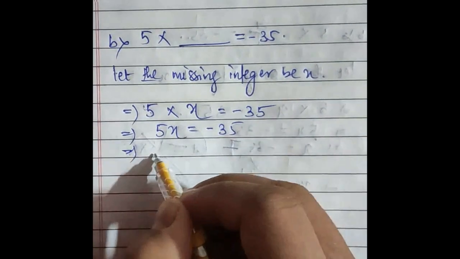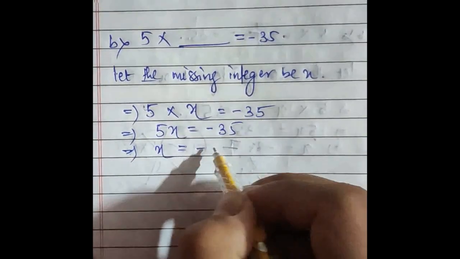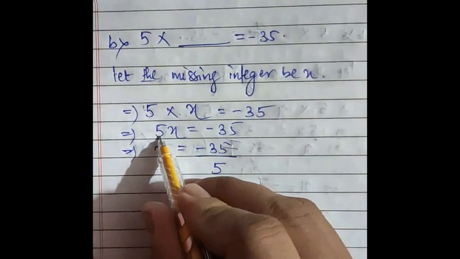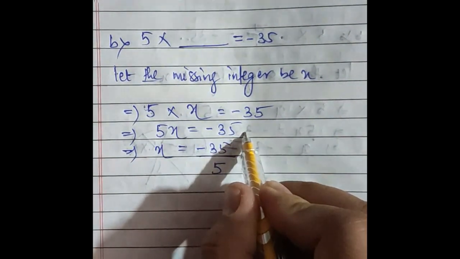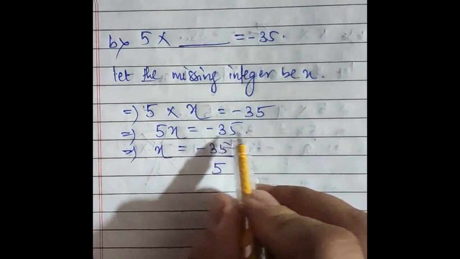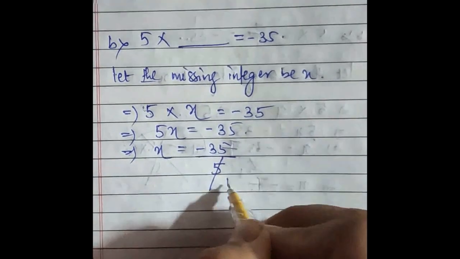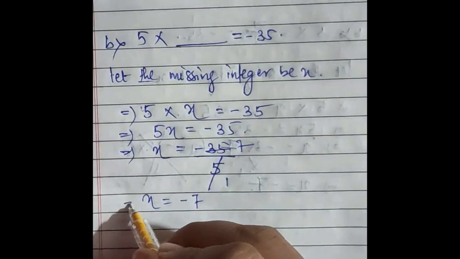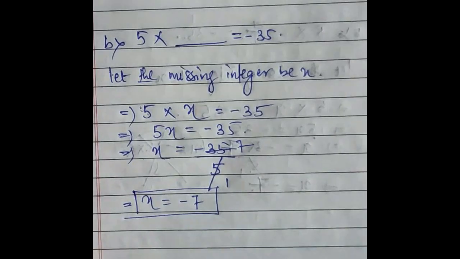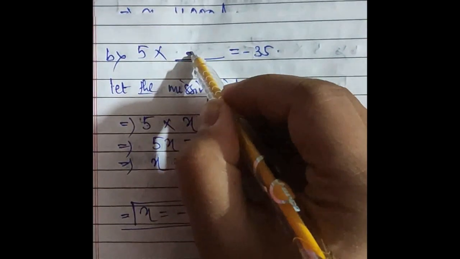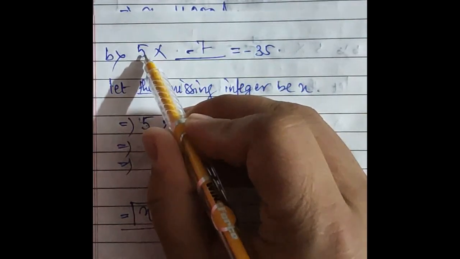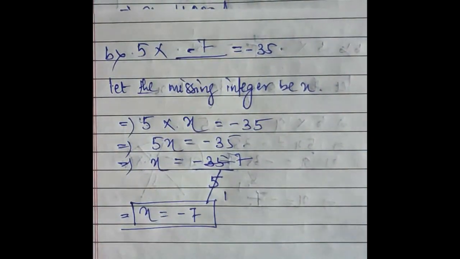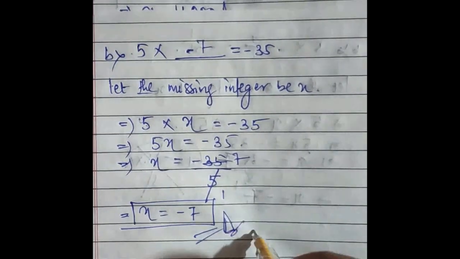Now X will stay there, then minus 35, and the 5 will come down. Don't keep this 5 opposite of X, that will be incorrect. So 5 1s are 5, 5 7s are 35, X is equal to minus 7. This is the value of the missing integer: minus 7. Just cross check it: 5 7s is 35, and plus into minus is minus, right? So your X value is minus 7.